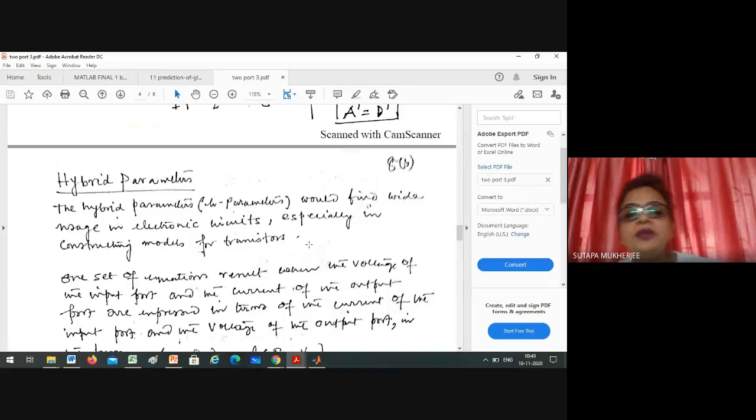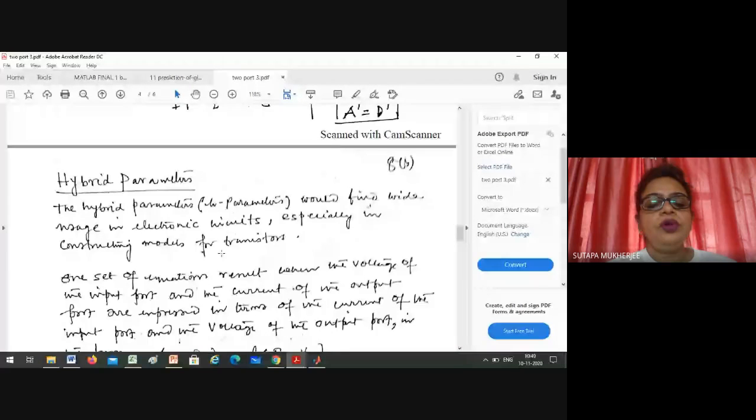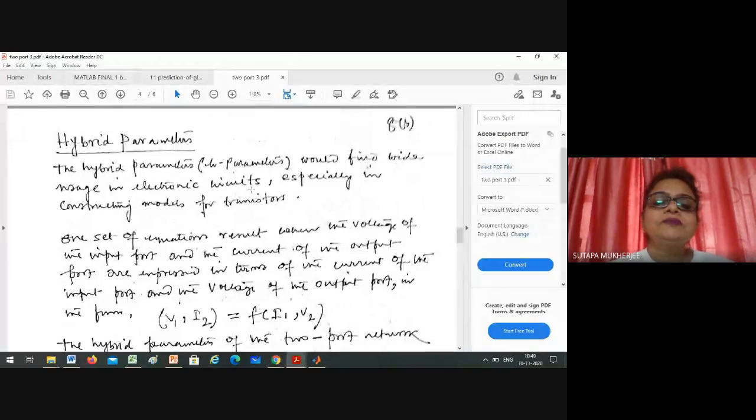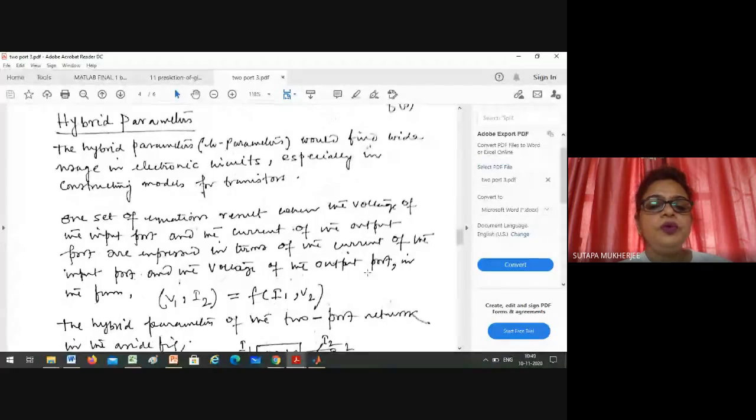So these are the hybrid parameters. The hybrid parameters would find wide uses in electronic circuits, especially in constructing models for transistors. One set of equations results when the voltage of the input port and the current of the output port are expressed in terms of the current of the input port and the voltage of the output port. Write down this relationship: the function V1, I2 is equal to a function of I1, V2. Have you written this?